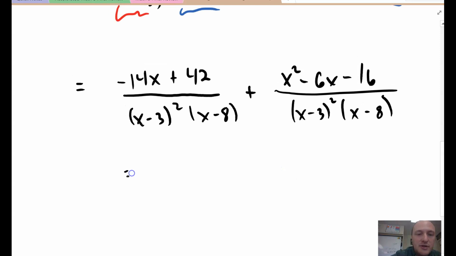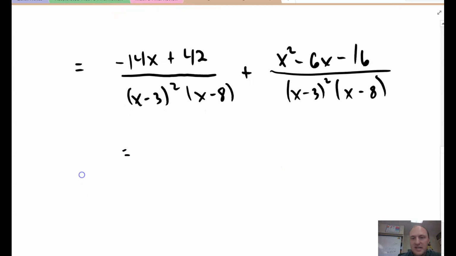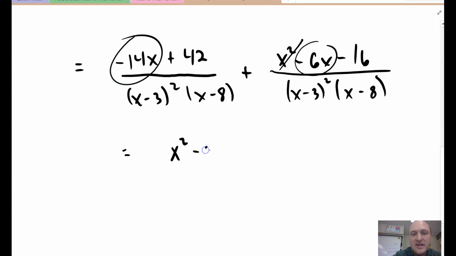Now what I have to do is add them together. So I have x squared, okay, that takes care of it. Negative 6x, negative 14x, this gives us negative 20x.